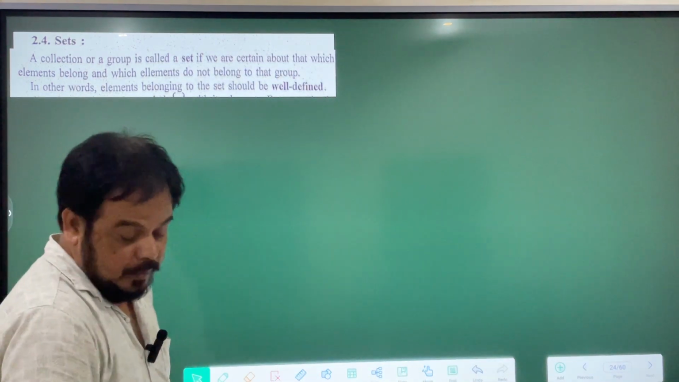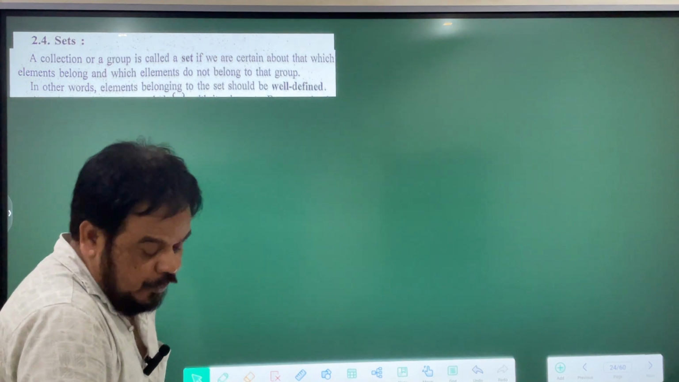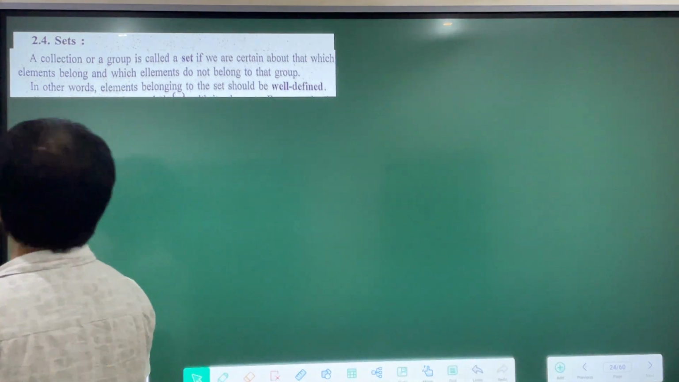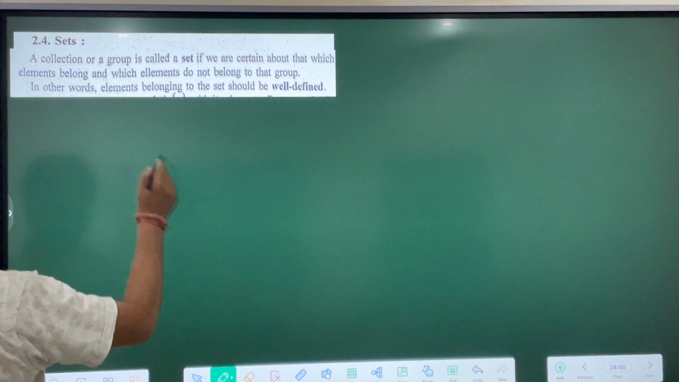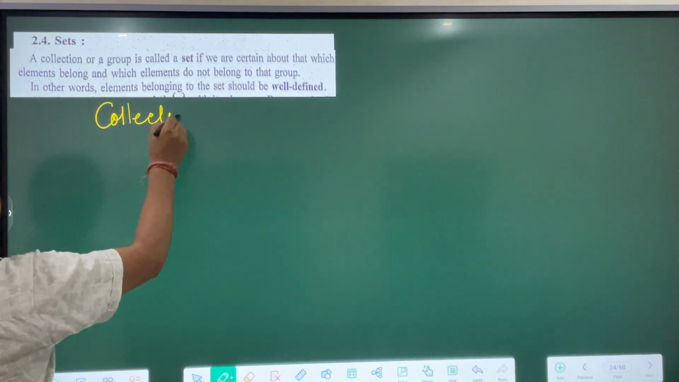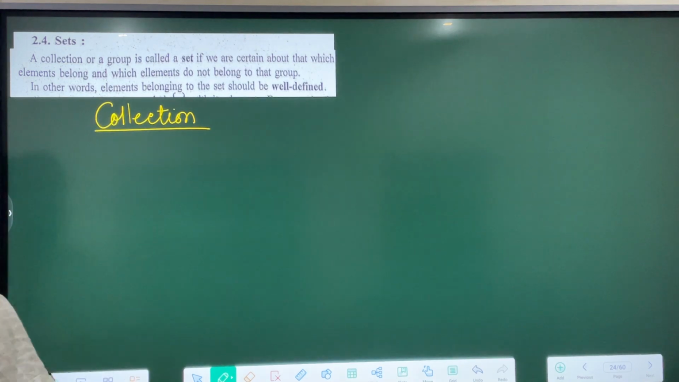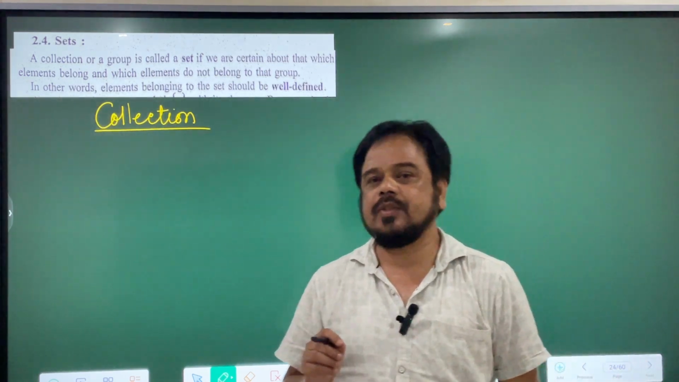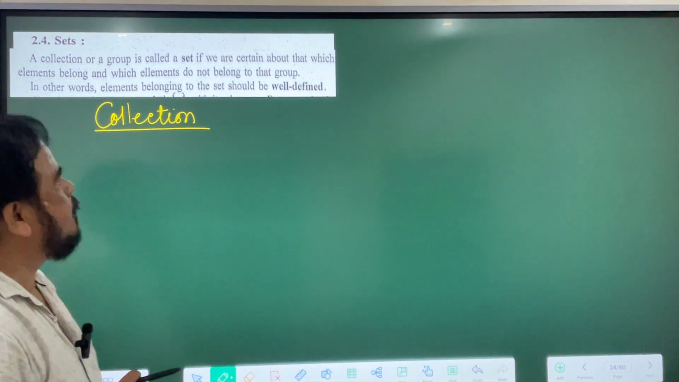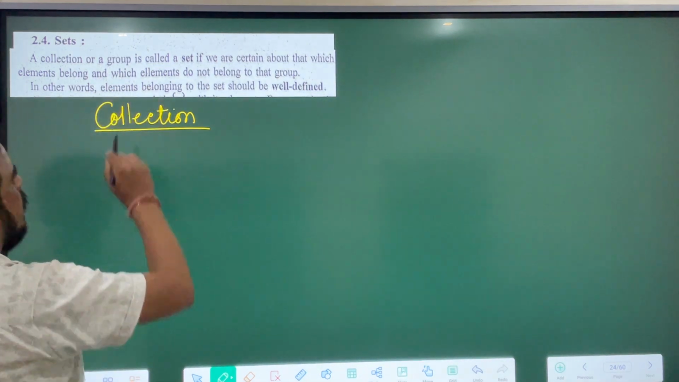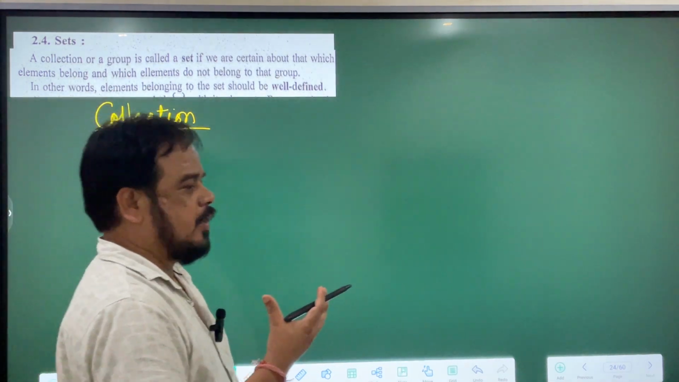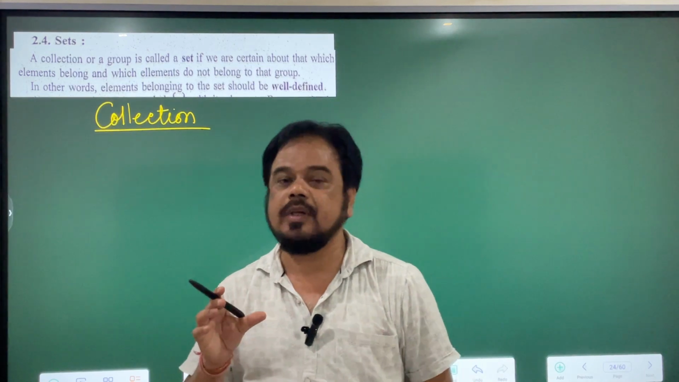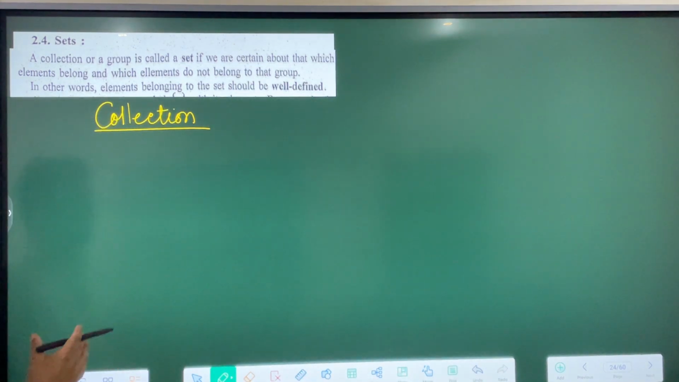So let us start from page number 44, 2.4 Sets. Now, sets means it's a collection. First of all, you must know about the collection of anything: collection of students, collection of any data, a collection or a group. Suppose class 9 students, there are 40 students in class 9, so those 40 students will be called a collection, or a group.